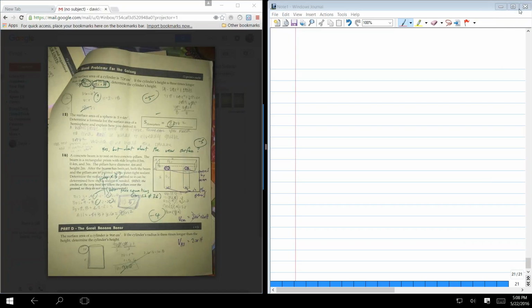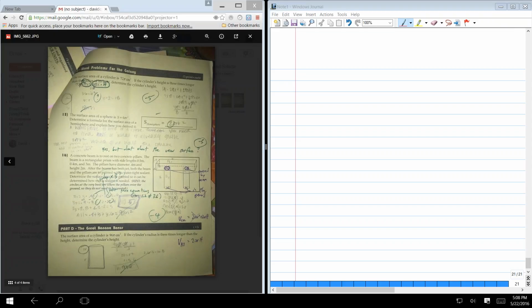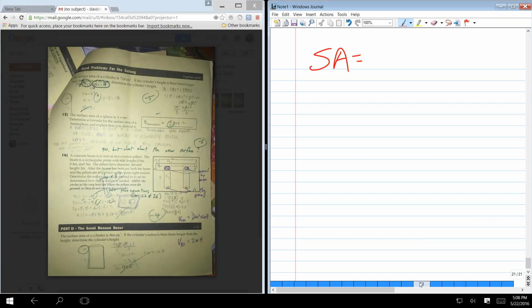How do I begin? Always begin with the general equation. What's the general equation for the surface area of a cylinder? Base times height. No, that's volume, and it's 1/3. Excuse me. Surface area of a cylinder.